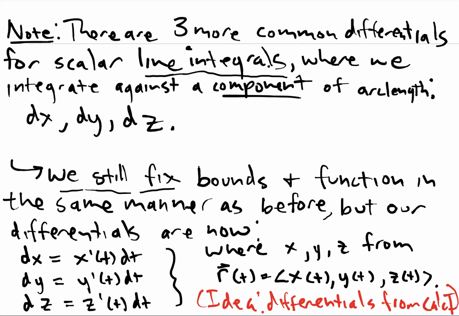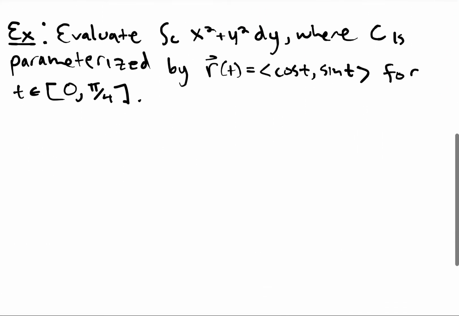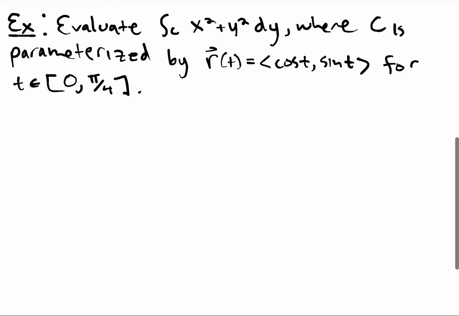You guys might have seen something like dy is f prime of x dx. These are the same exact formulas. We're just switching the variables around. So here, if I wanted to try an example, I'm not going to think too hard about the end result. I'm mostly focused on the setup. If I want to evaluate this thing with this parameterization on this interval, how do I do it?